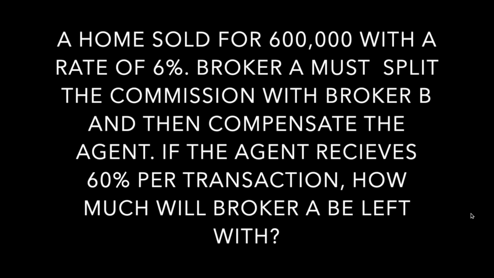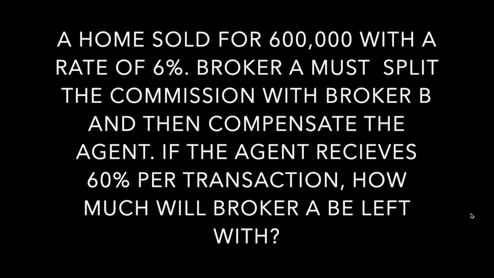So when you see a word like split, an alarm should automatically go off in your head that whatever the commission for the home is, you're going to be taking that number and automatically dividing it in half, because it says they have to split it with the other broker, and then they have to compensate their agent. Or let's say if the question said they have to split it between 3 brokerages, then that should be a sign that you're going to be taking the commission and actually dividing it by 3. So that could be another example. But for this case, it says it's just getting split between broker A and broker B. So you're going to be dividing whatever the commission is by 2.